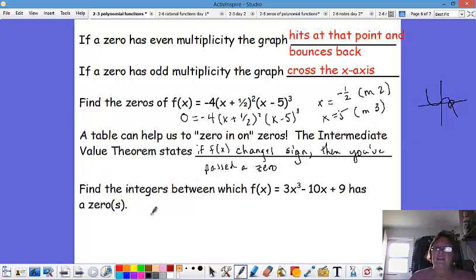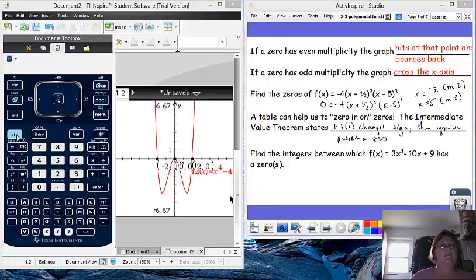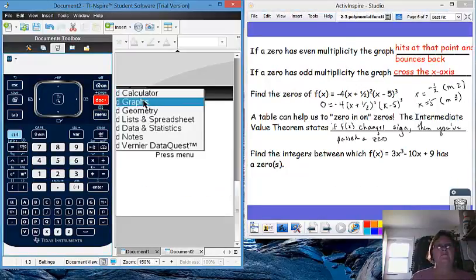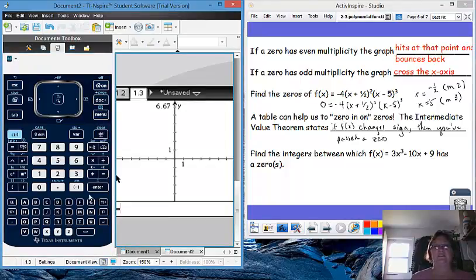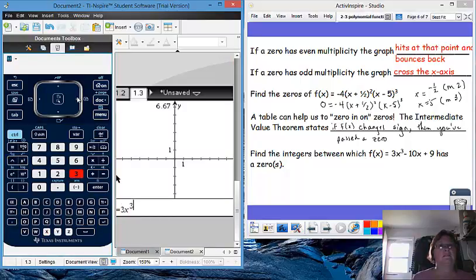Our next question, last one for the day, asks us to find the integers between which this function has zeros. So I am going to go back to my calculator real quickly here and set up a new page. My function is 3x cubed minus 10x plus 9, and I believe a standard viewing window will be good here. If it's not, we can always adjust.